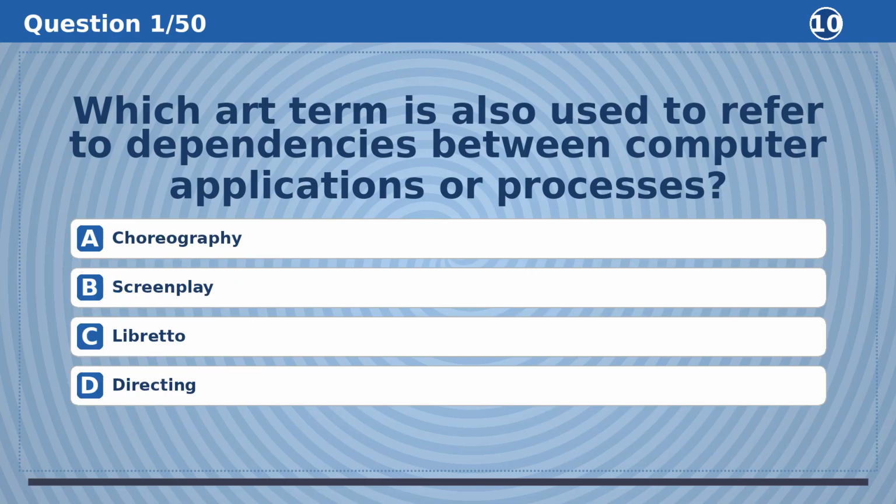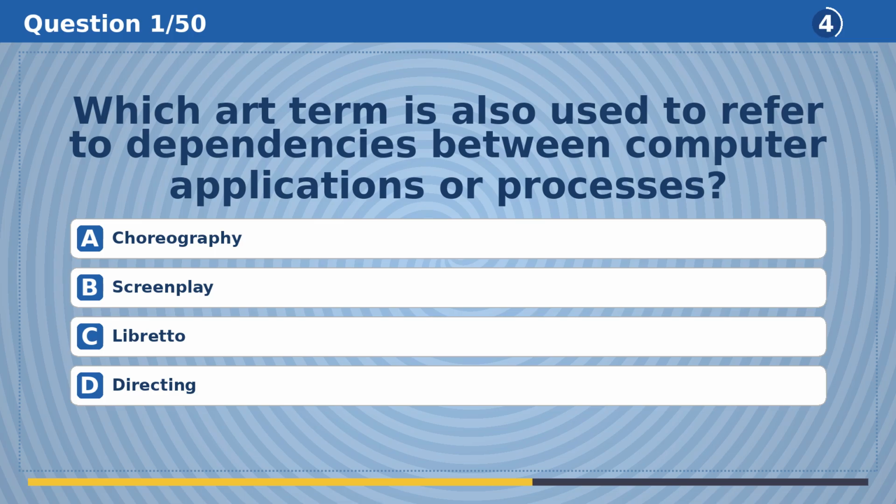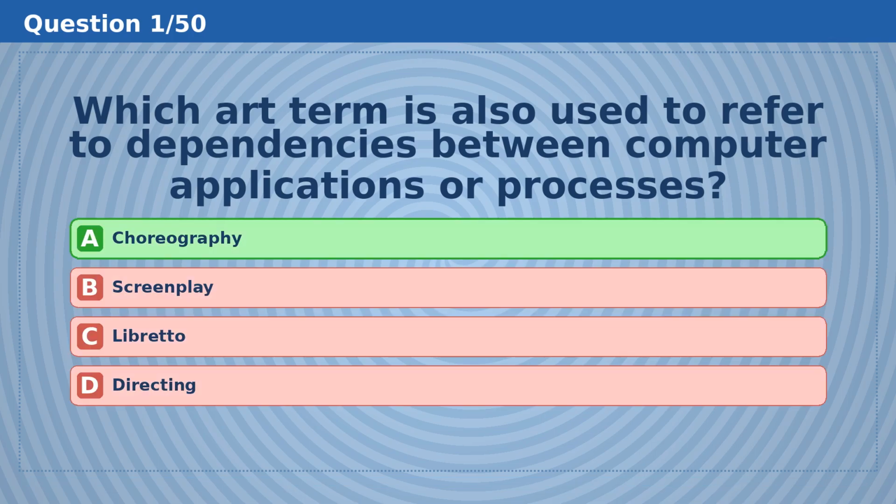3, 2, 1. Which art term is also used to refer to dependencies between computer applications or processes? The answer is A. Choreography.